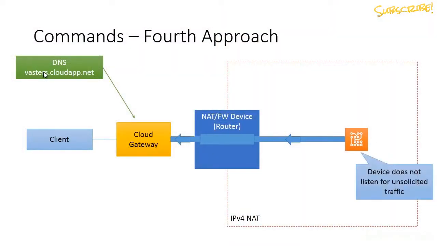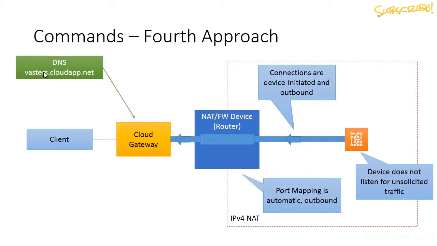So the model is the device does not listen for unsolicited traffic, and the connections are device initiated and outbound. With that, the port mapping through the NAT device is also automatic and outbound, and you can have about 60,000 devices from a single IP address, because that's how the port mapping works. Probably you can actually have more than 60,000, just a little bit more than that.